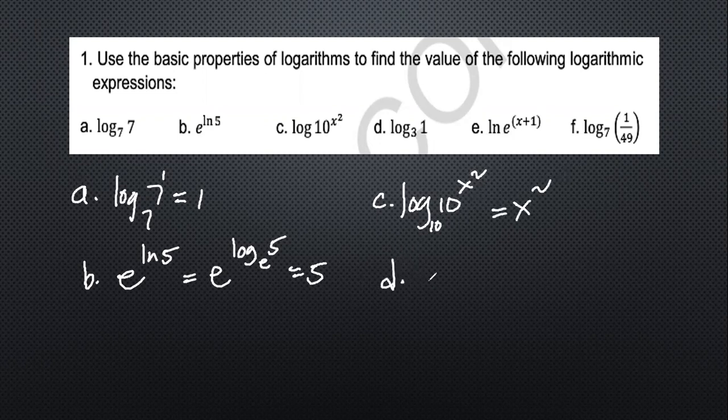Next, for the letter D, you have log of 1 base 3. From property number 1, you have log of 1 in any base. Here, the base is 3. Automatically, that is equal to 0.